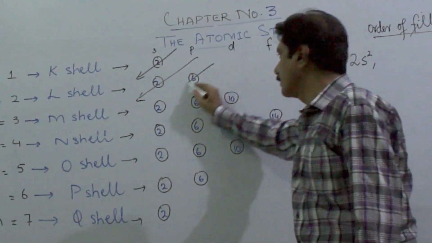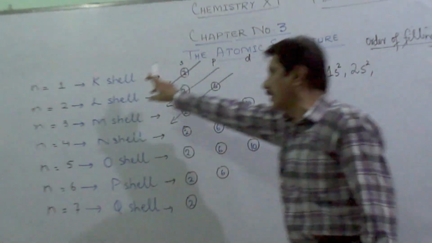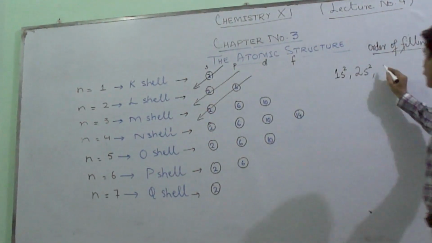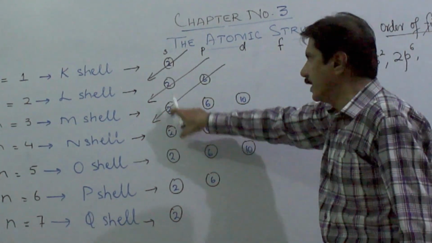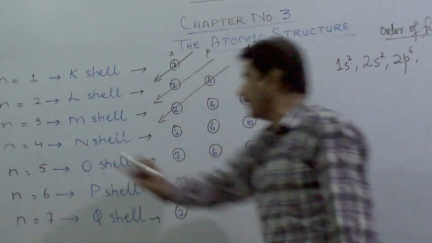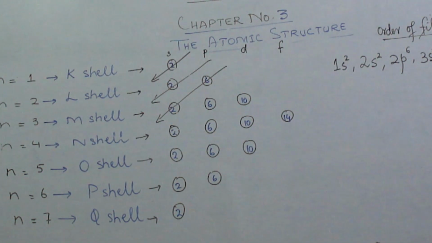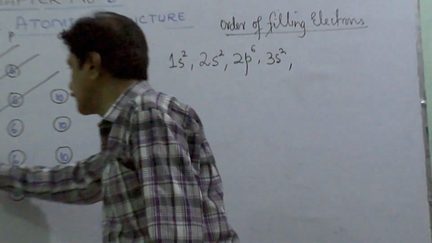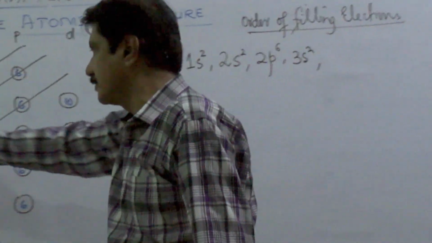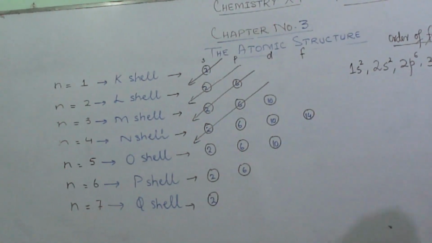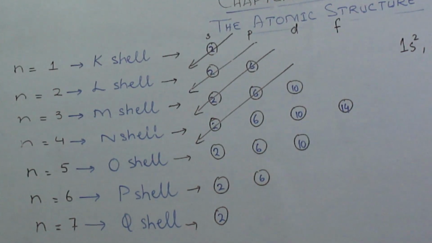Then following the third arrow, now 6 electrons will enter the p orbital of the second shell. You will be writing here 2p6, followed by the 2 electrons of the s orbital in the third shell. It will be written as 3s2. Again, 6 electrons will enter the p orbital of the third shell, followed by 2 electrons in the fourth s orbital. So we write here 3p6 and 4s2.